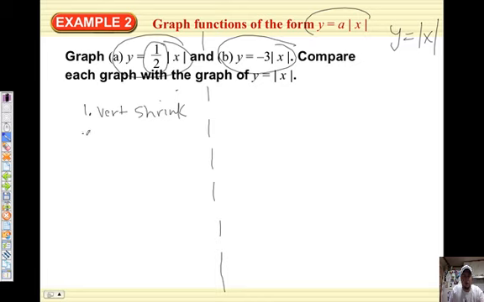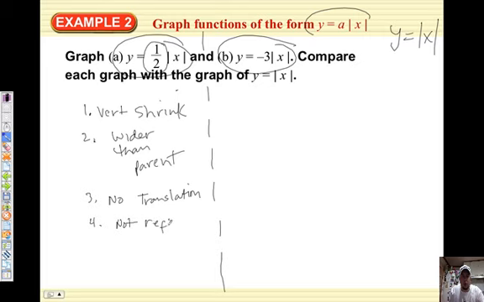So, number 1, you would say it's a vertical shrink. Number 2, it is wider than the parent. Don't just say wider. You have to compare it. Wider than what? Wider than the parent. Okay? Number 3, there was no translation. It stayed the same. Okay? It didn't translate. And number 4, what was it? Oh, it's not a reflection. Okay? 4 things you would tell me.